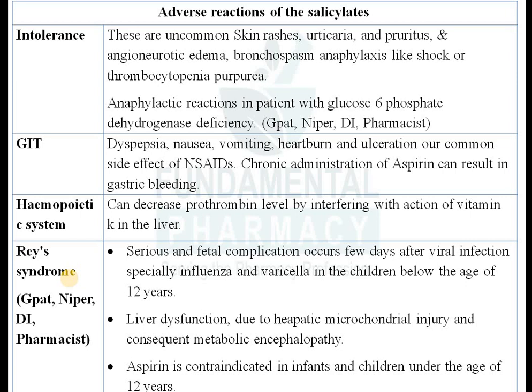So aspirin is contraindicated in infants and children below 12 years of age. There will be liver dysfunction due to hepatic microsomal injury, and metabolic encephalopathy. So Reye's syndrome is this: if a child below 12 years has an infection such as influenza virus or varicella zoster like chickenpox, then you should not use salicylates to relieve the fever. If used, there are fatal complications, it can even be life-threatening, because aspirin will show a serious adverse reaction in such patients. So that is nothing but Reye's syndrome, and this was a question in GPAT 20.